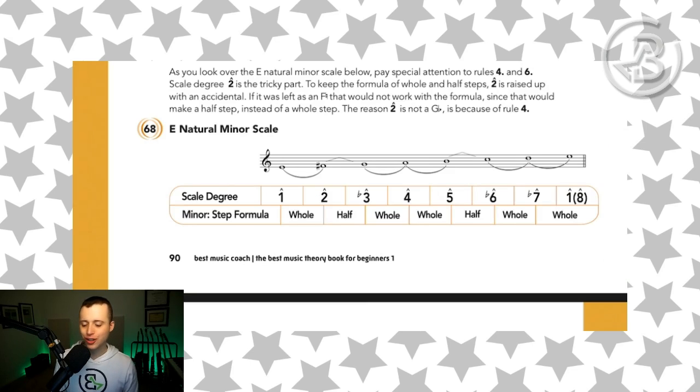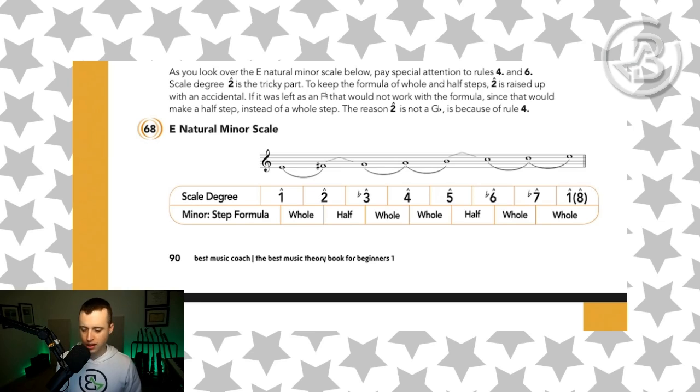In this lesson, you're going to learn all about the E natural minor scale. So we can see with the E natural minor scale, it has the minor step formula of whole, half, whole, half, whole. That's good. We can see that scale degree 3, scale degree 6, and scale degree 7 have flats in front of them to show that, sure enough, they are 1/2 step lower than for a major scale.